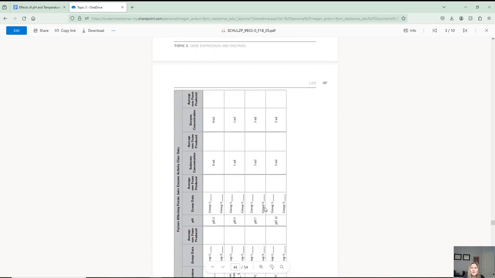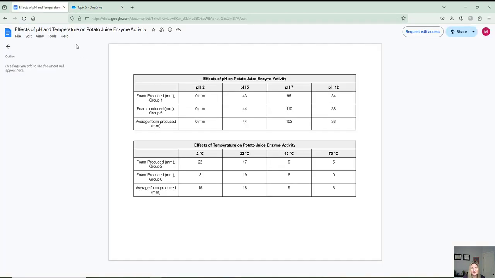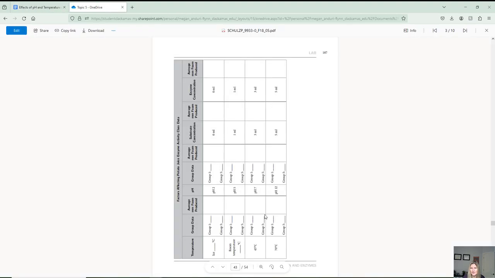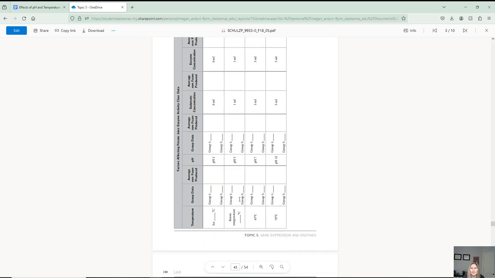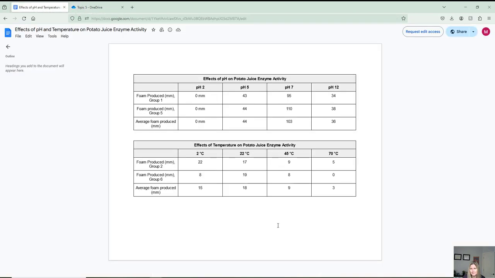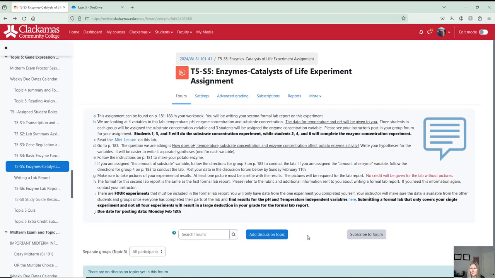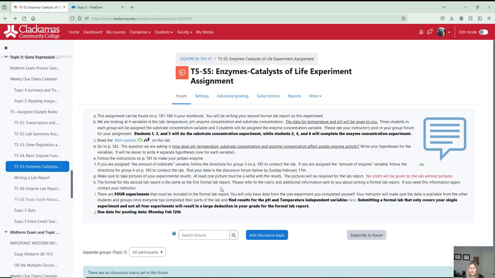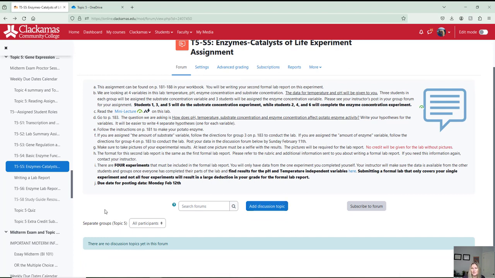While you're in this topic, you might want to post the results of the pH and temperature experiment in the table on page 187. Here's the temperature, you can post what happened there, and then the pH, you can post what happened there. So you can fill out half of this table, so that you have it ready for when you actually do the lab report. But for this experiment, you're only posting your results for your part of the experiment in the discussion topic.